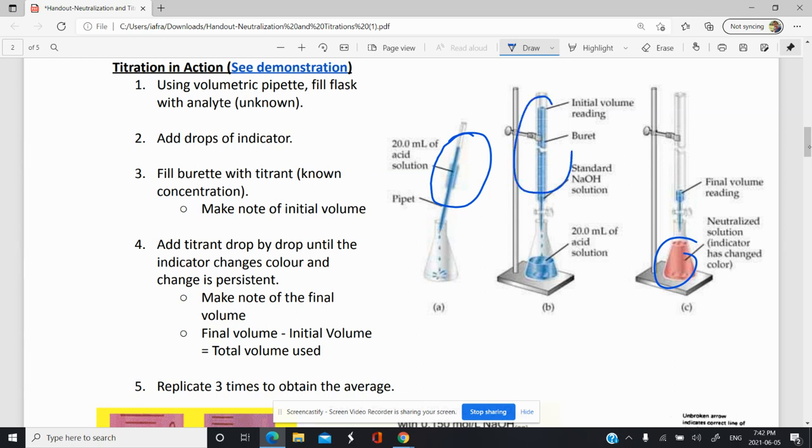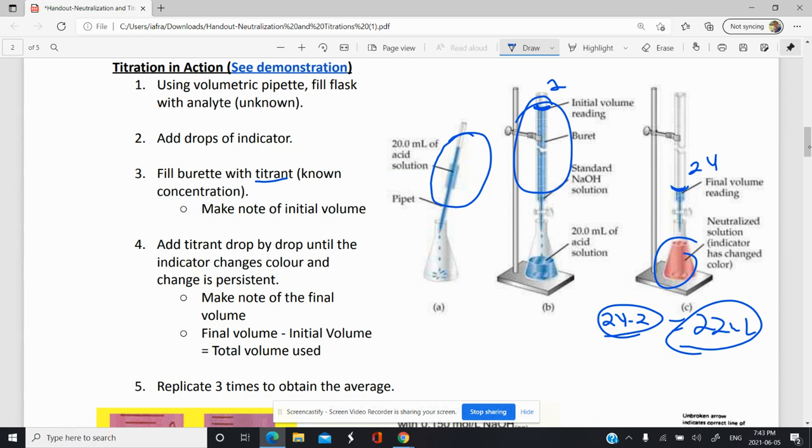You're going to fill your burette with the titrant, the thing that has known concentration, and you're going to make a note of where the initial volume is. And basically you're going to add drop by drop until you get a nice persistent color change, and you're going to make a note of your final volume. Now, I'm not going to worry about decimal places right now, but let's say the level was at 2, and over here we were at 24. That means I did 24 minus 2. I put 22 mLs of the base in to get close to my equivalence point.